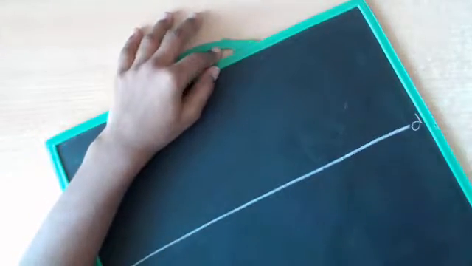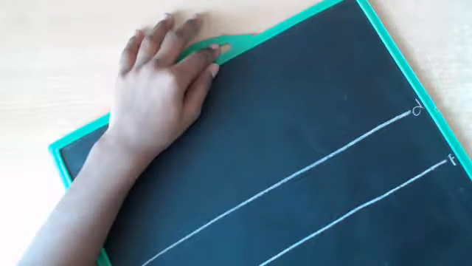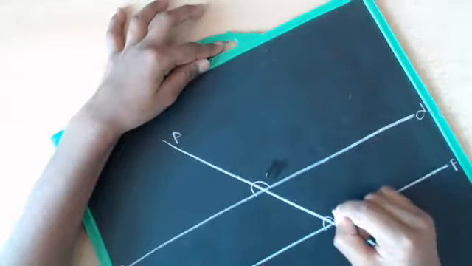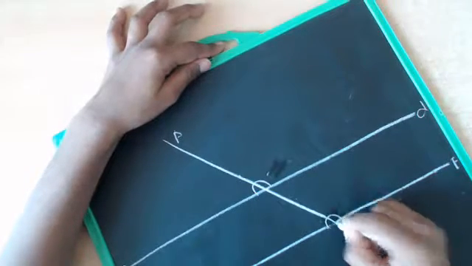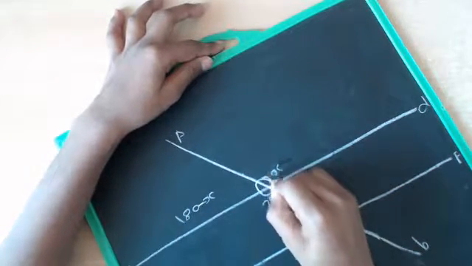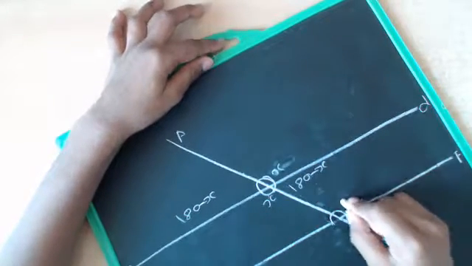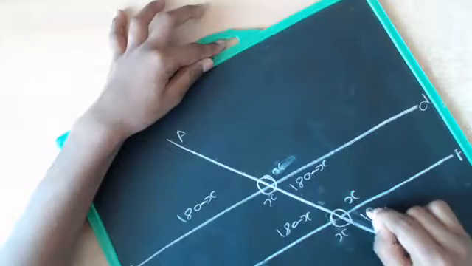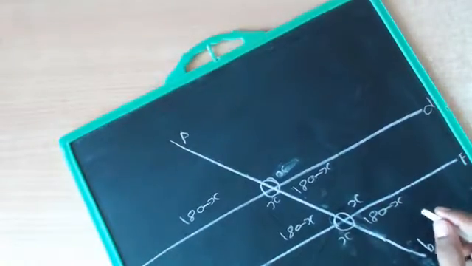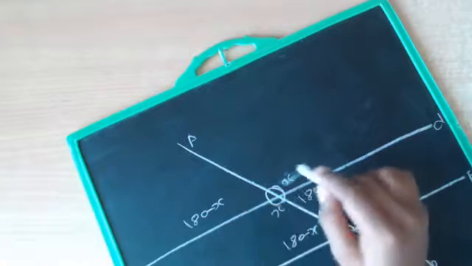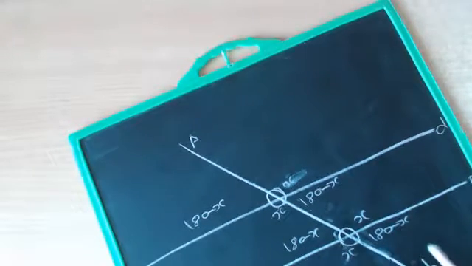Now CD and EF are parallel lines, and AB is a transversal. This is 180 degrees because it's a straight angle. If this is x, then this is 180 minus x, and this is x and this is 180 minus x. They're called vertically opposite angles because opposite angles are equal: x is equal to x, and 180 minus x is equal to 180 minus x.